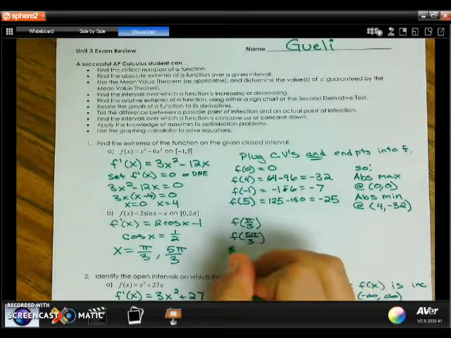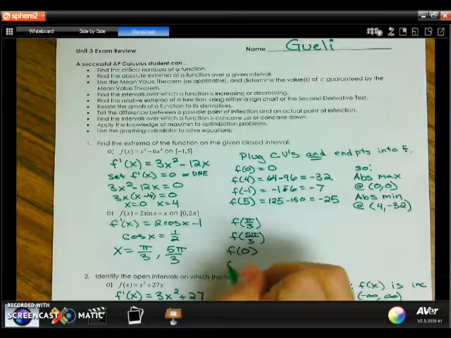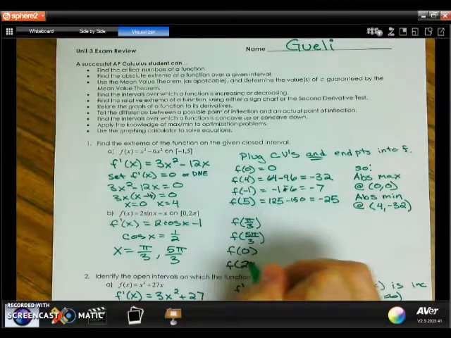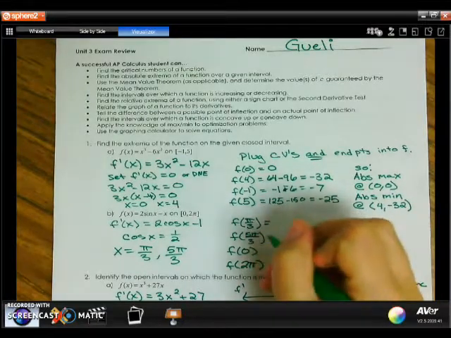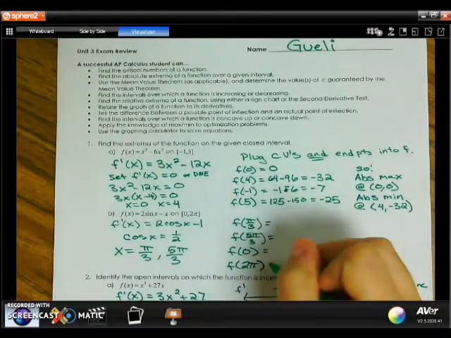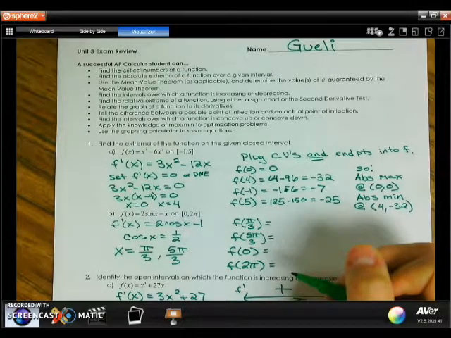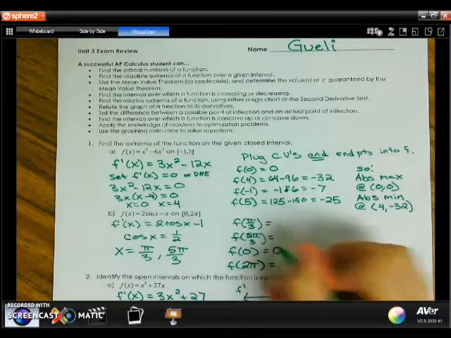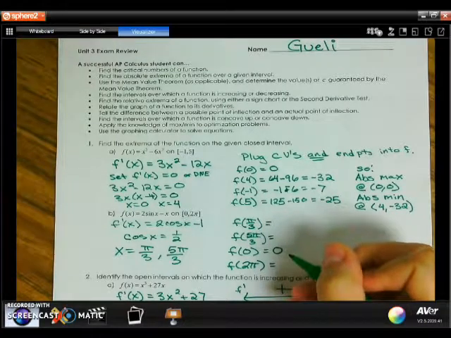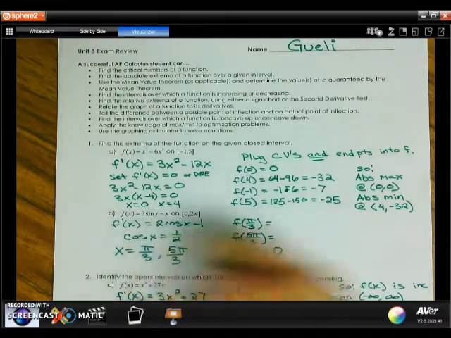So we just take all these. Sometimes I do my endpoints first just so that I don't forget them, but I'm doing them second here. Okay, so go ahead and plug those in. And remember, when you're plugging these in, you're plugging them into the original. When I plug in 0, I get 0. When I plug in 2 pi, I get negative 2 pi.